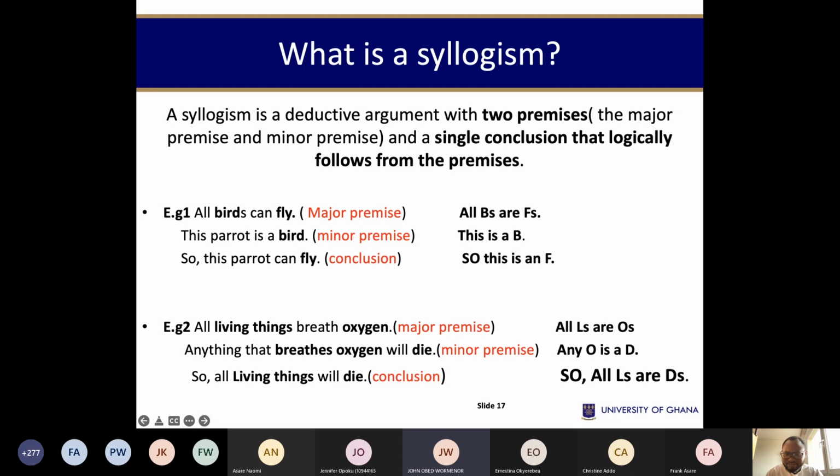Francesca, can you try? Yes, go ahead, Frank. All Ghanaian men are not hardworking. Kwame is a Ghanaian. Therefore, Kwame is not hardworking. Great. Christine, can you give me one? Good afternoon. My example is: all females are intelligent. Mommy is a female, therefore mommy is intelligent. Okay, thank you. That is universal affirmation.